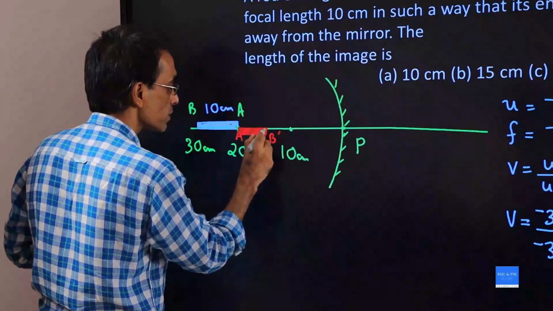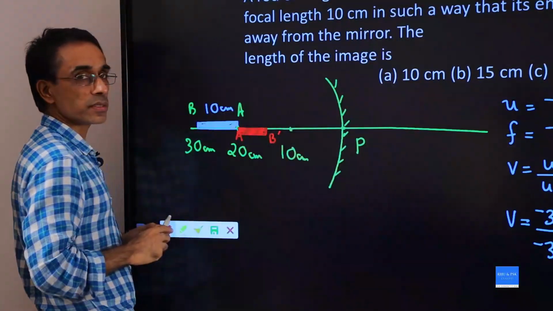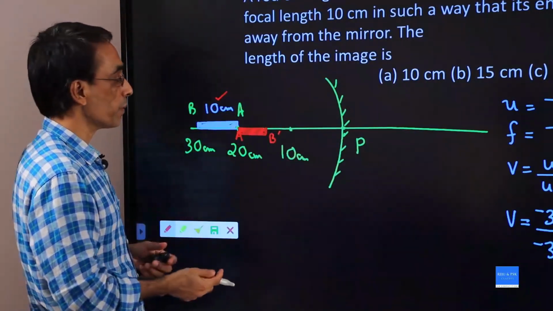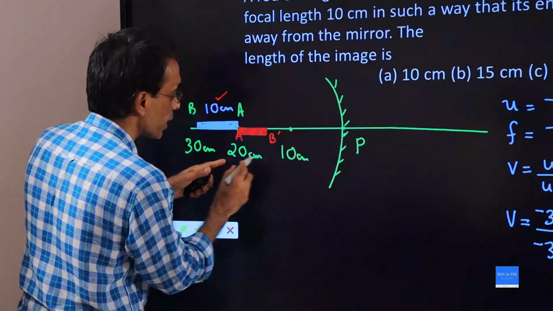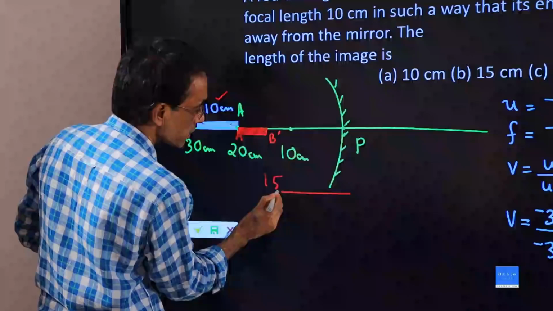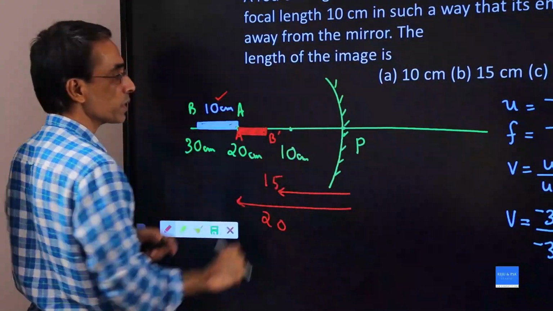This is the object, this is the image. And the length of the object is given as 10. What is the length of the image? See, one end is at 10, the other end is at 15 from the mirror. So this distance is 15, this is 20. So what must be the length of the image?